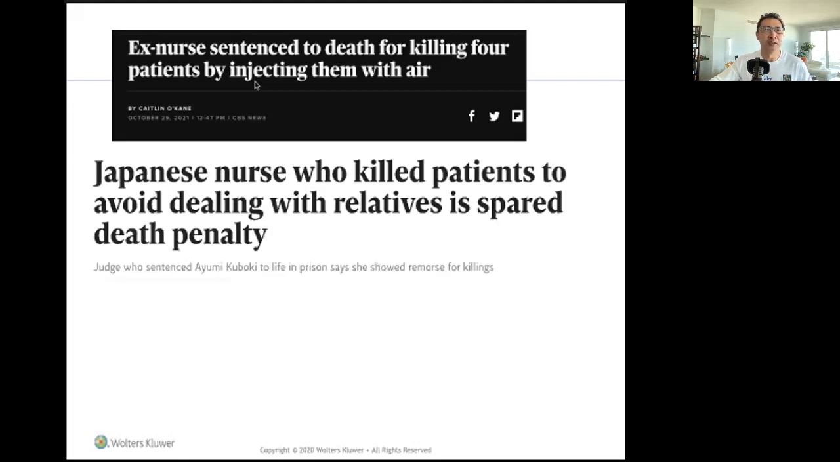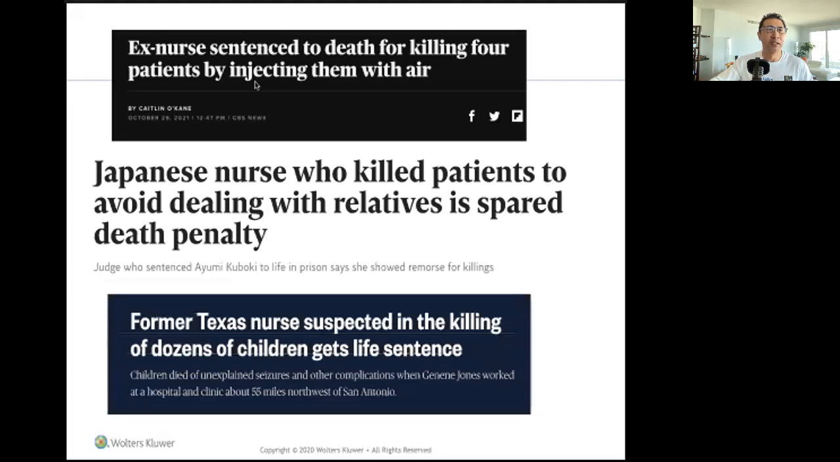Japanese nurse who killed patients to avoid dealing with relatives is spared the death penalty. I think with this one, I forgot what she did to the patients. I know this one, the nurse overdosed the patients, the children, and they died. She purposely overdosed the children. So I don't get it. I don't know the mindset of these people.